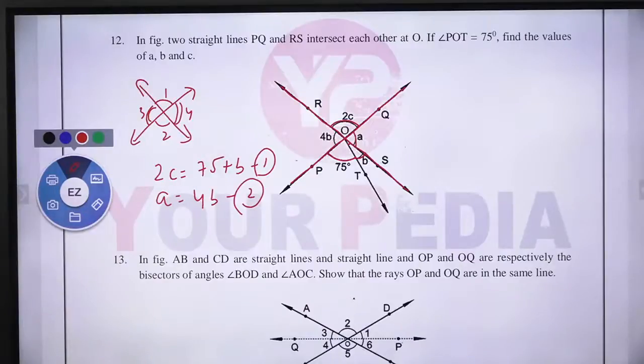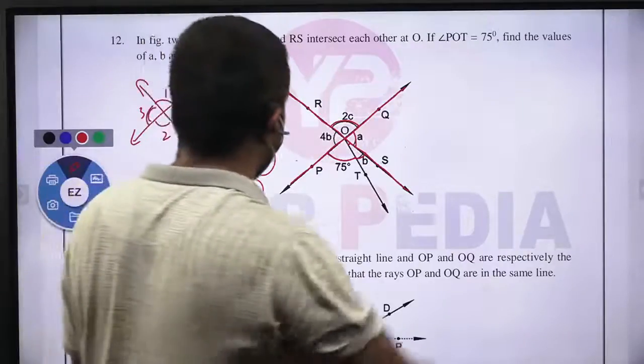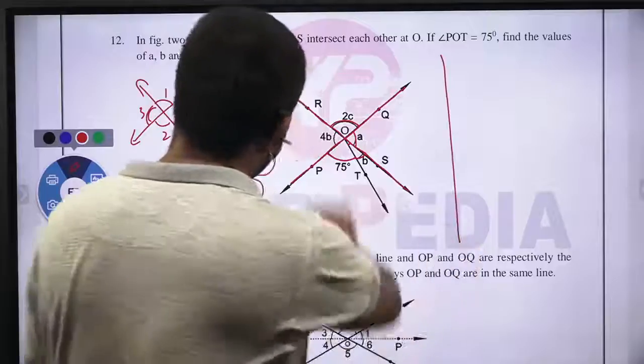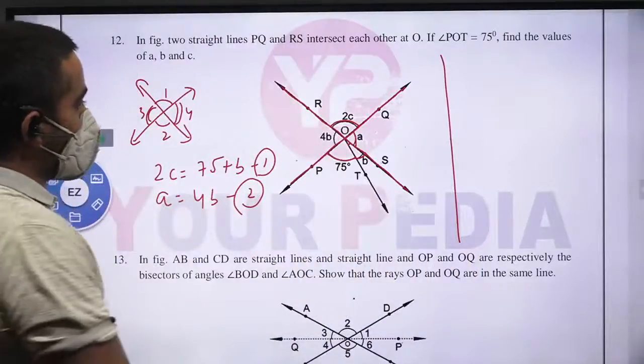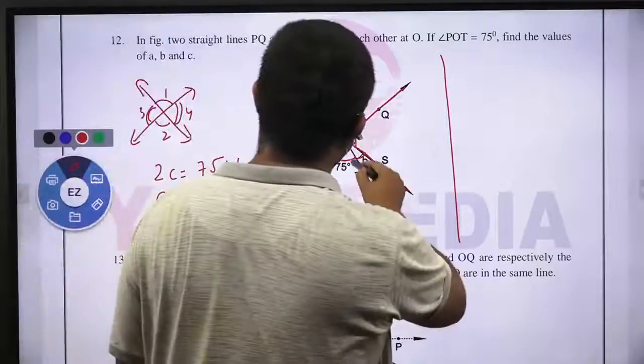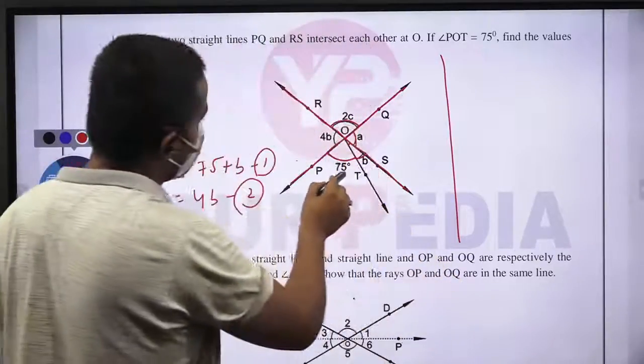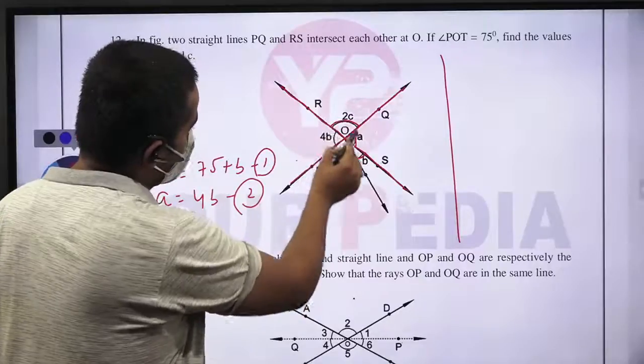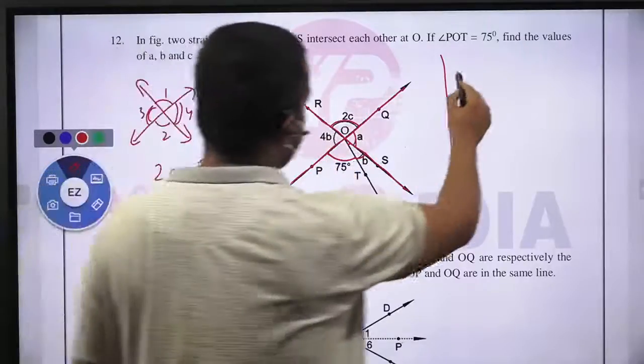Yes or no, friends? So this will look like this. Now, next, because RS and PQ, ROS and POQ are straight lines, they will form a linear pair on themselves. Yes, it will be a straight angle. On ROS, 2C plus A will be 180.